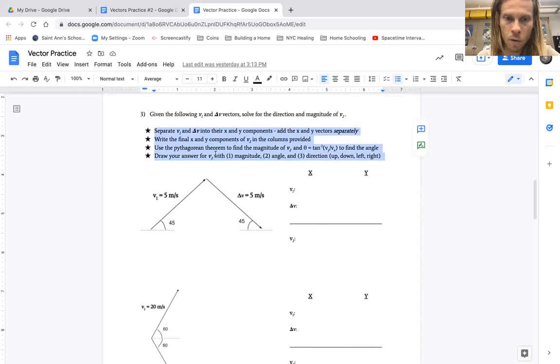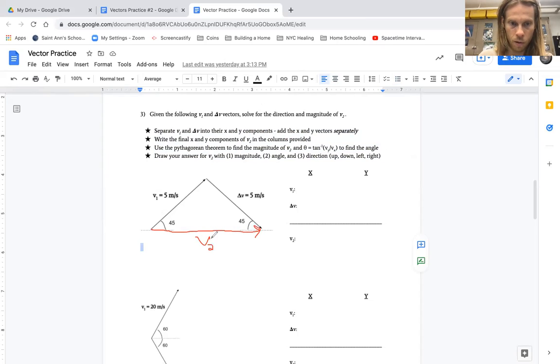You separate V1 and delta V into their X and Y components, and then add them separately. Your table will help you. Don't forget to put them tail to head. And when you put them tail to head, you can then draw V2, starting at the beginning of the first and ending at the end of the second. In this example, V1 goes this way, delta V is tail to head, we're good. And then I can annotate, that's pretty cool, where I have V2 go from the beginning of V1 to the end of delta V.